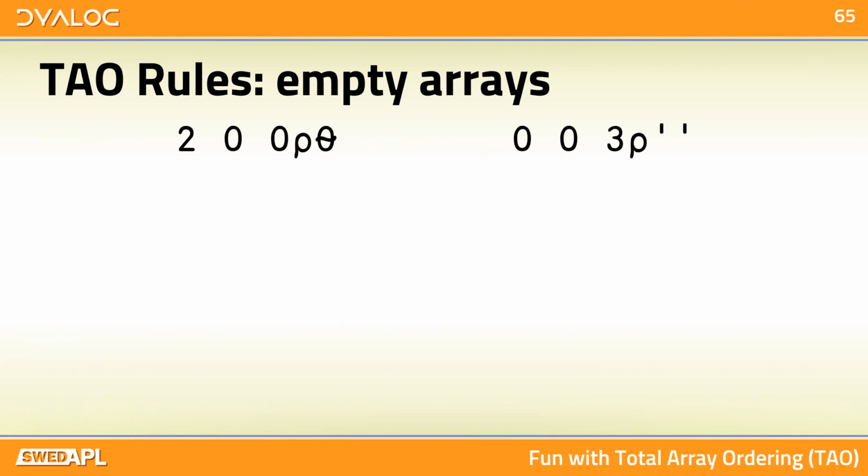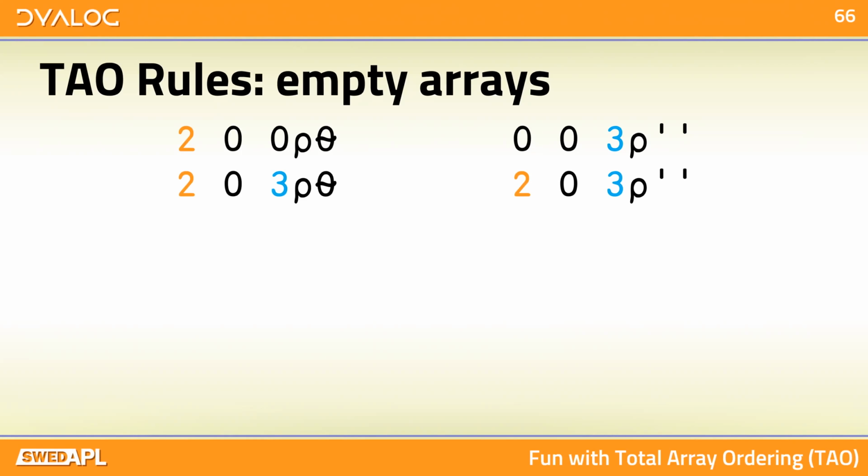And 0 0 3 rho. So let's remember the rules, right? We look at the maximum shapes and we pad them up. Now we get 2 0 3, right? And what's the next thing? Oh, now they have the same shape and the same rank. So now we go element by element. Wait a minute, there are no elements.